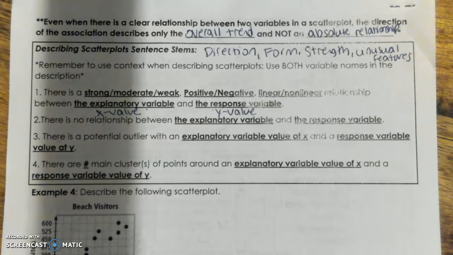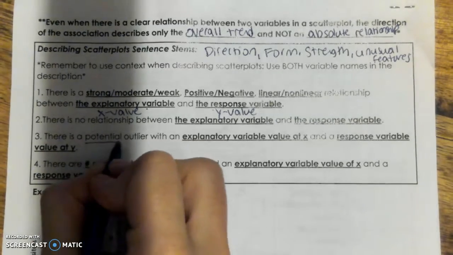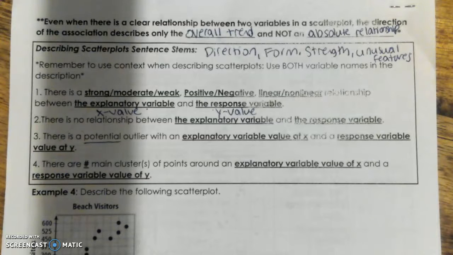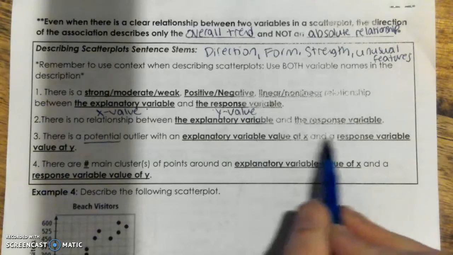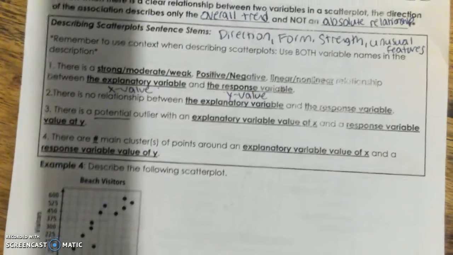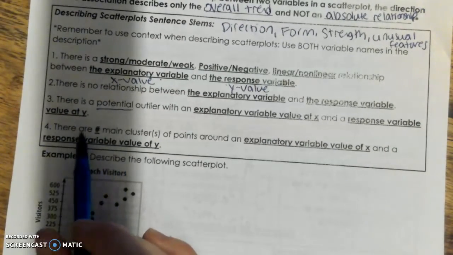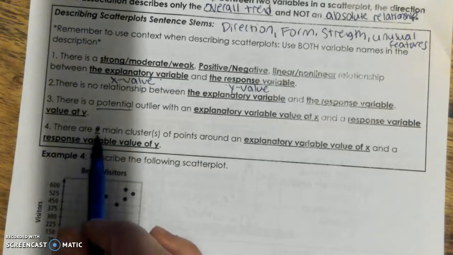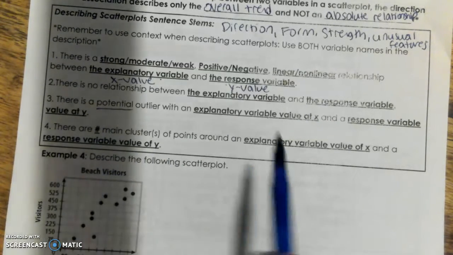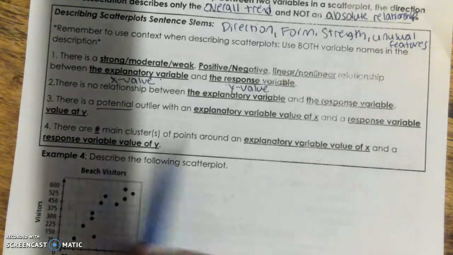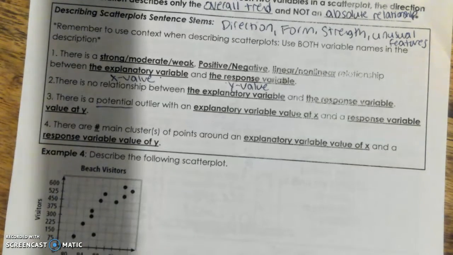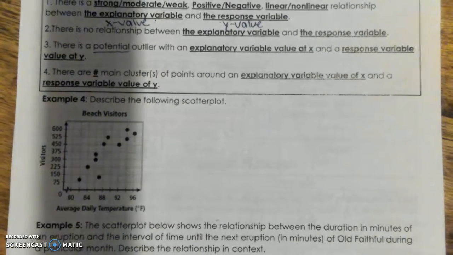Now, number three, this is a potential outlier. There is a potential outlier, and again, we say potential because we have not done the outlier test, right? So there's a potential outlier with an explanatory variable value of x and a response value of y. So that just tells the person reading your sentence where the outlier is. And then if we have clusters, we say there are how many clusters? One main cluster, two main clusters of points around, and you say exactly where the clusters are in a scatter plot. All right.